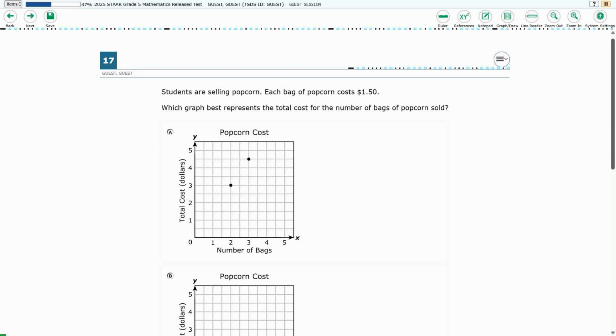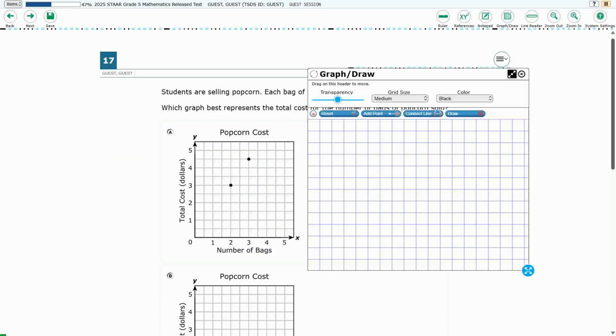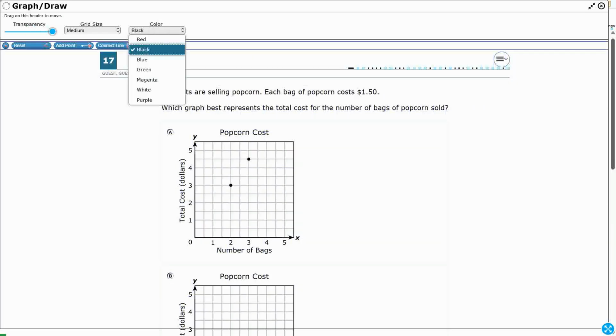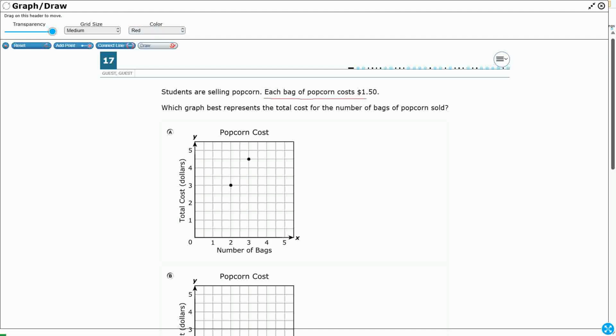All right, so we have a seemingly simple problem, but we need to be able to put it onto a graph. That's going to be the challenge. So we have students selling popcorn. Each bag costs $1.50. We need to find the graph that best represents this.